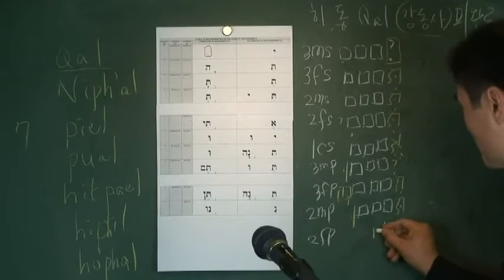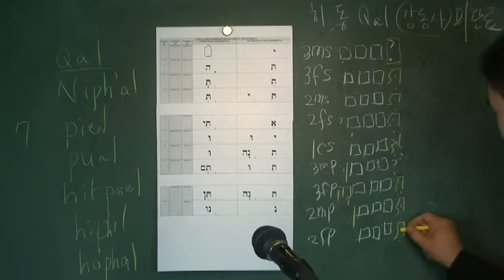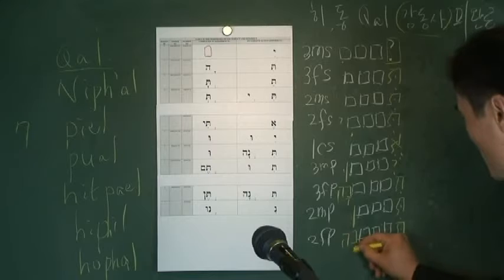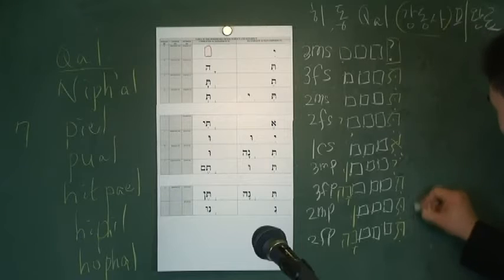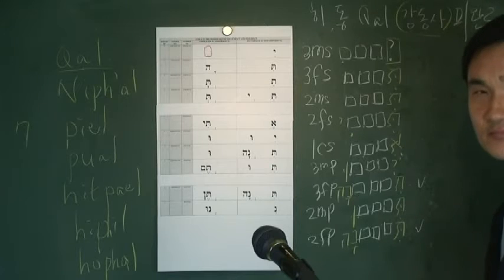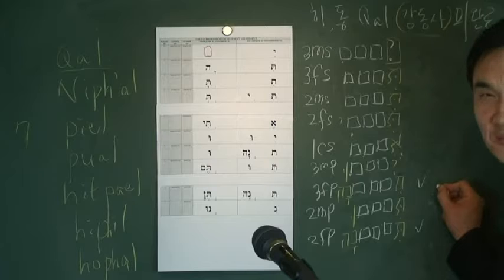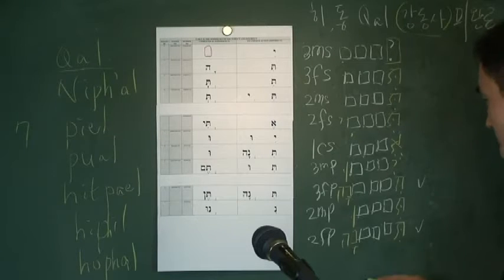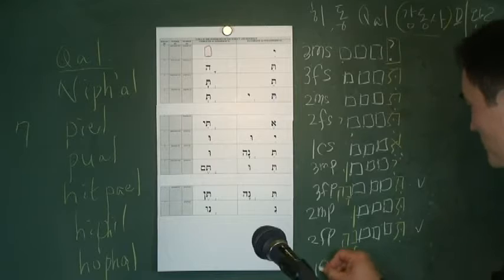Next, the second person feminine plural. The second person feminine plural has a prefix and a suffix. T is the prefix and na is the suffix. Here we can see that the third person feminine plural and the second person feminine plural have the same forms. Therefore, in this case also, we decide whether a verb is a third person feminine plural or a second person feminine plural by the context in which it appears.